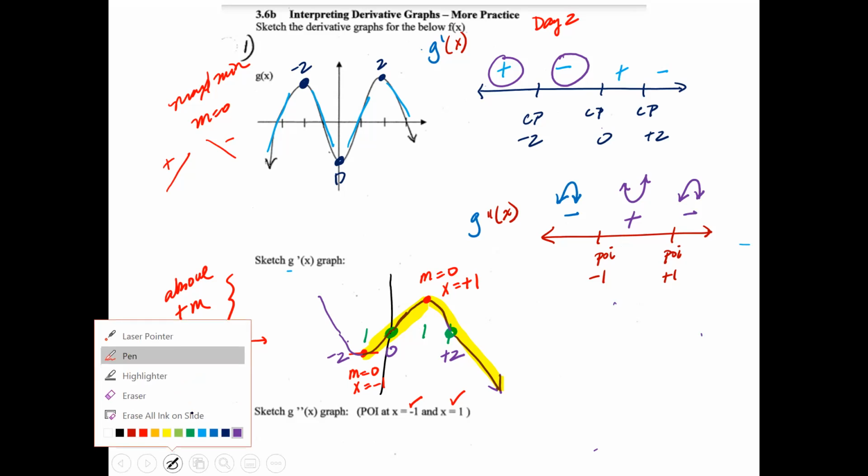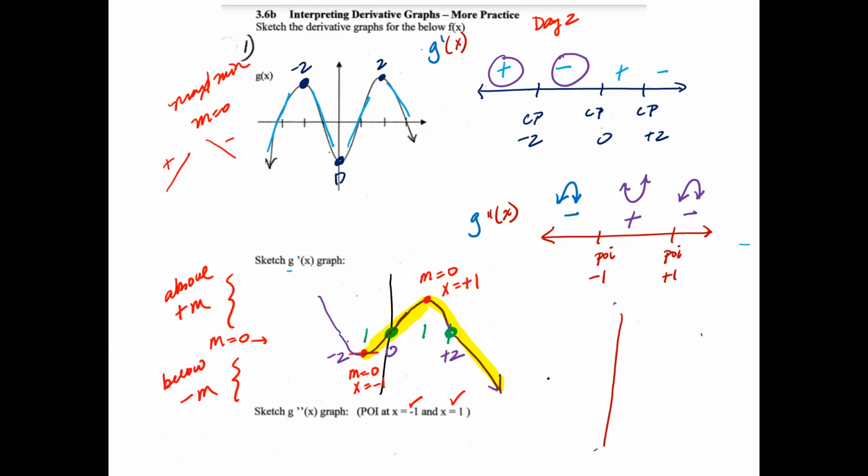Okay, so now that I have that, I can continue on to draw my graph for g double prime of x. I'm going to put down the points of inflection at -1 and +1. And it's the same thing. So remember, when x is 0, g double prime of x is equal to 0. And anything above is going to be concave up. Anything below is concave down.